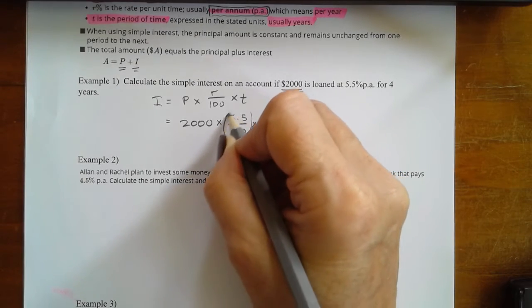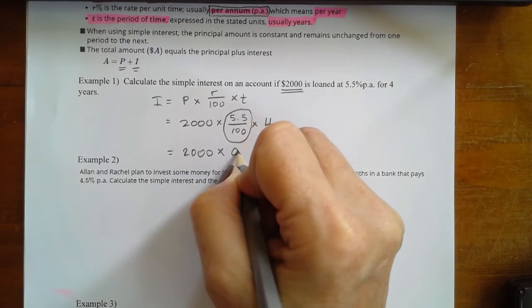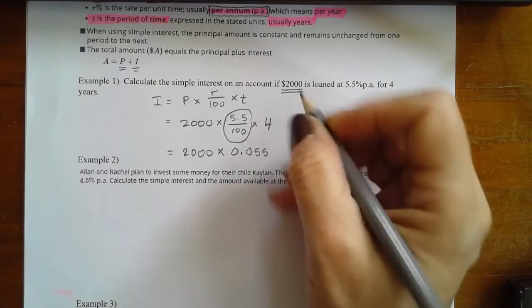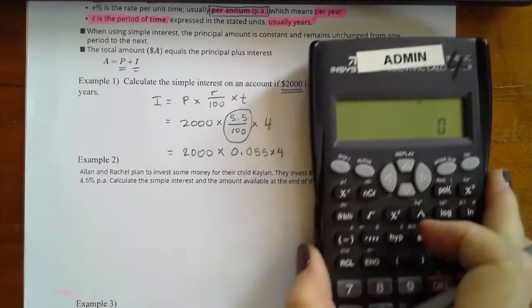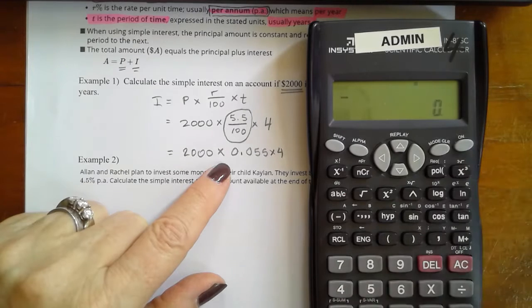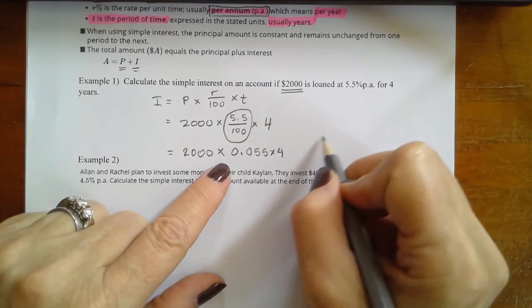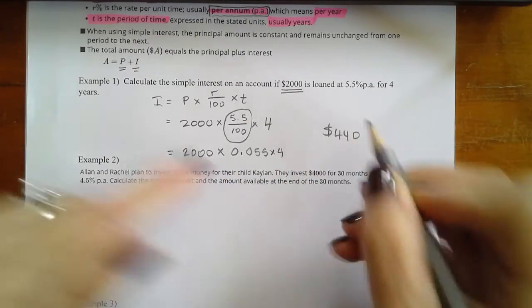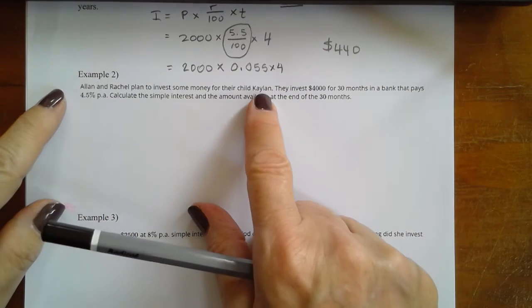I like to do this part first, and I don't need to do that on my calculator. We've been doing that all week. And that's just 0.055. If you want to leave it like that, you can, but you should probably get used to using some brackets around that. So here I go. I'm going to turn this on, and I'm going to do 2,000 times 0.055 times 4. And I'm going to get 440. So the amount of simple interest is $440.